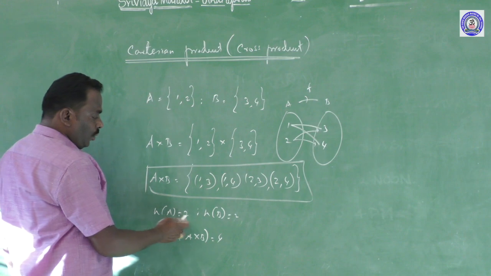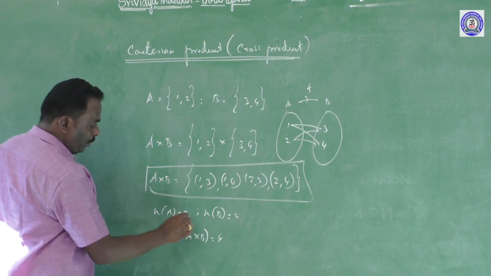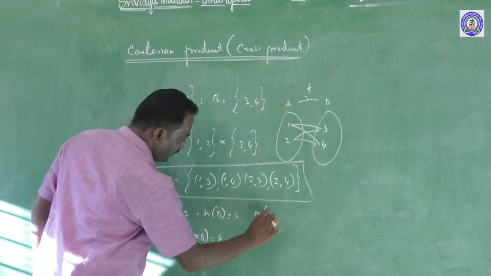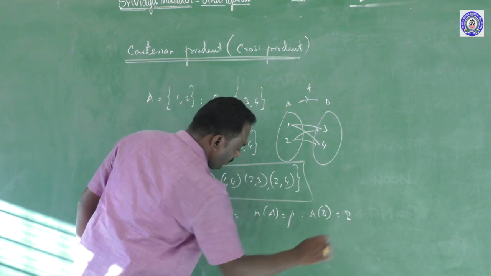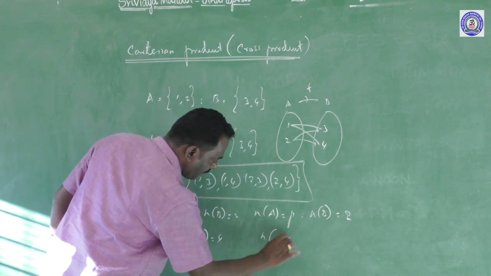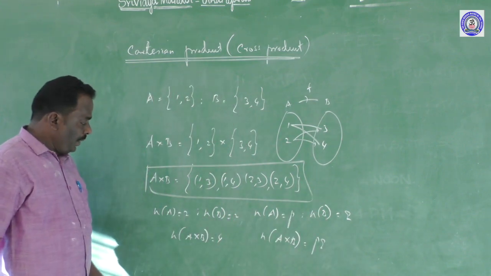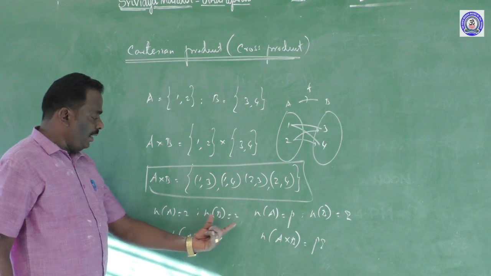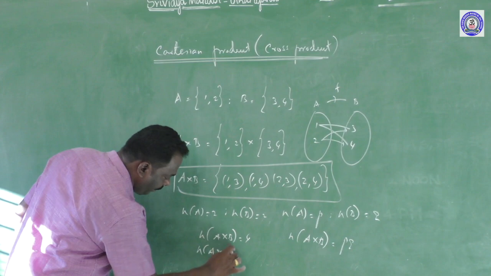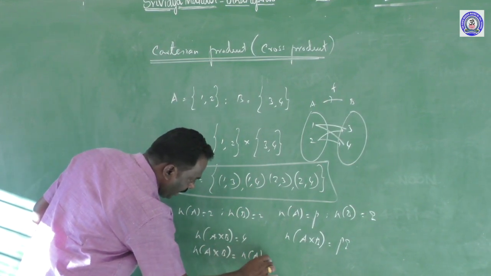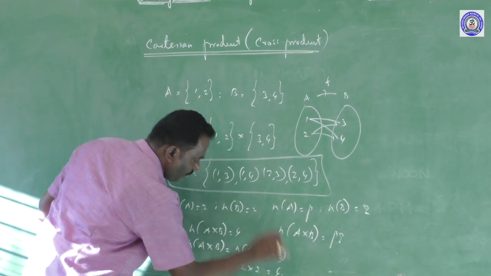So N of A cross B is the product of N of A into N of B. Suppose these are unknown numbers: N of A is defined by P, and N of B is defined by Q. Therefore N of A cross B is P into Q. This is the general formula. Therefore N of A cross B equals N of A into N of B, that is equal to 2 into 2, that is equal to 4.